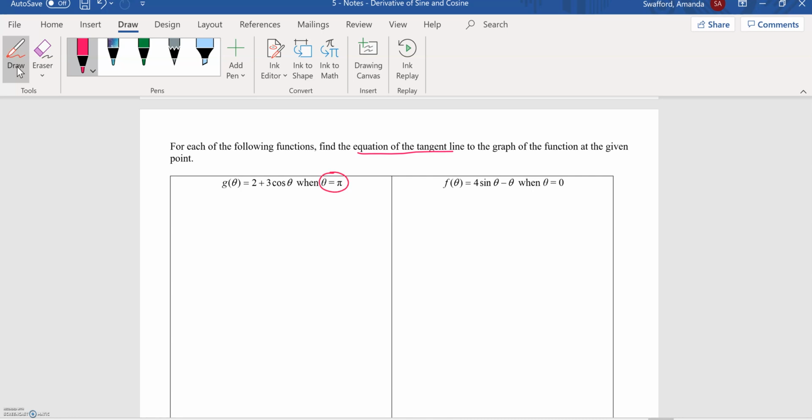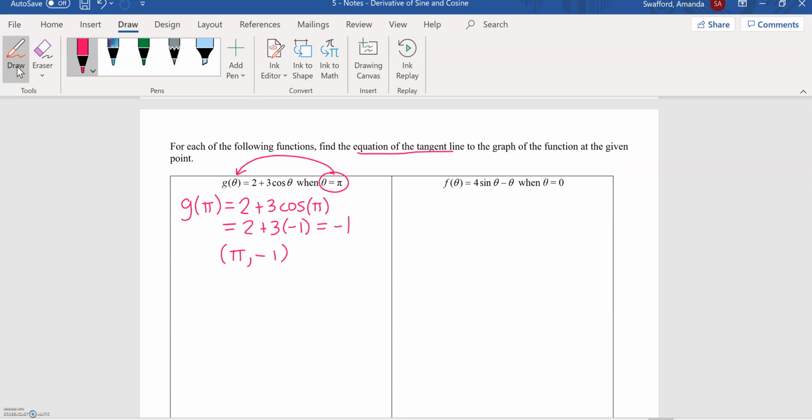Okay, so why don't we go ahead and plug theta, which is equal to pi, into our function and find our ordered pair that we'll be using, or the ordered pair where the tangent line intersects the graph. So I'm going to plug in pi and evaluate. So 2 plus 3, cosine pi is -1. Know that from the unit circle, so this is 2 minus 3, or -1. So the ordered pair I'm working with here is (pi, -1).